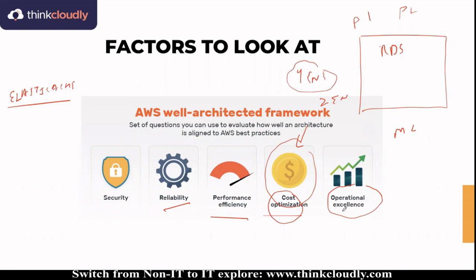So that's why you should always look at operational excellence, that is, the operation cost once the solution is deployed. Once the solution is out there and you have started using it, you have to make sure that your solution does not have cost implications afterwards. So these are the 5 factors you should look at: security, reliability, performance efficiency, cost optimization, and operational excellence.